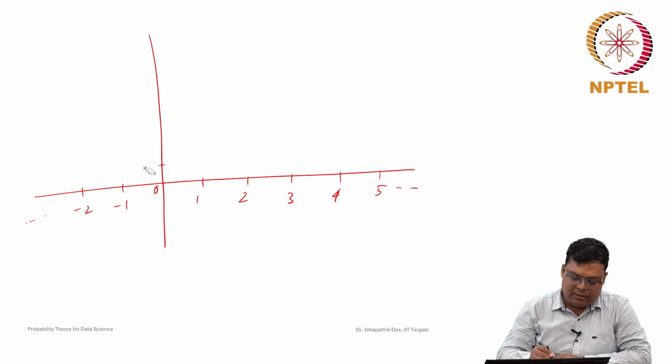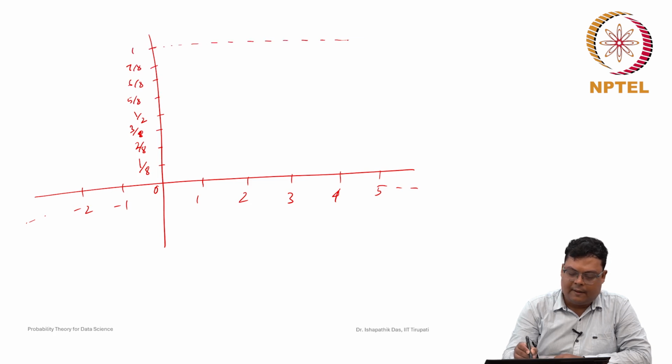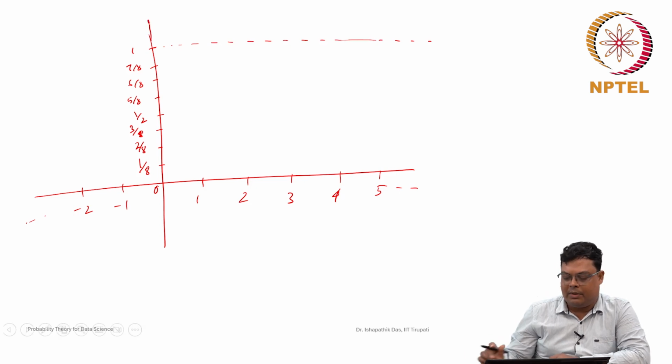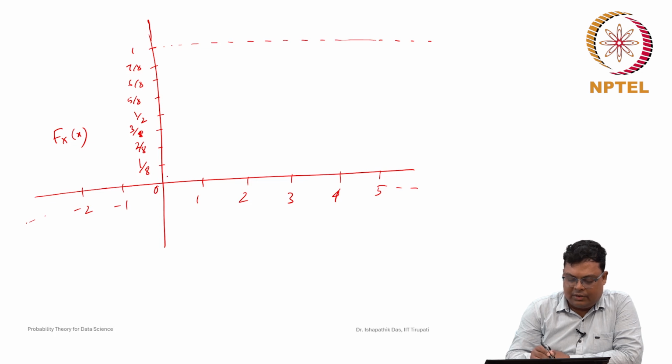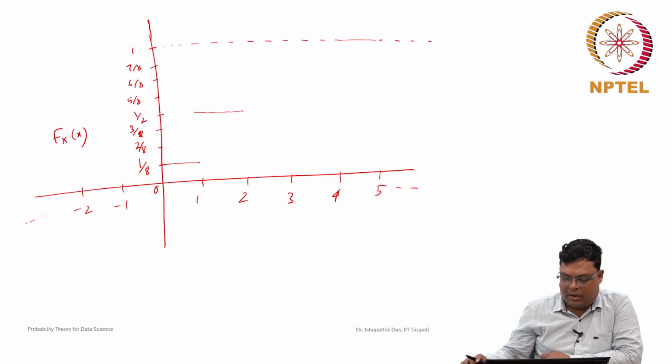So this is nothing but 1 by 8, this is 2 by 8, 3 by 8, this is 4 by 8, which means 1 by 2, this is 5 by 8, 6 by 8, 7 by 8, and this is 1. Now, for the function F_X(x): up to 0, the function is 0 only. At 0 it is 1 by 8. At 1 it becomes 1 by 2, and it stays there up to 2. Then at 2 it becomes 7 by 8.